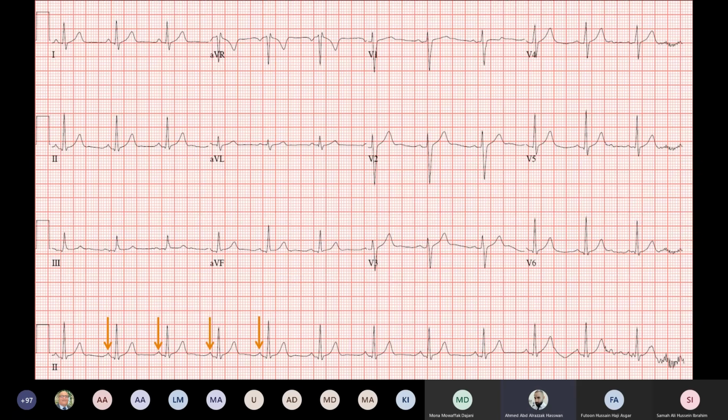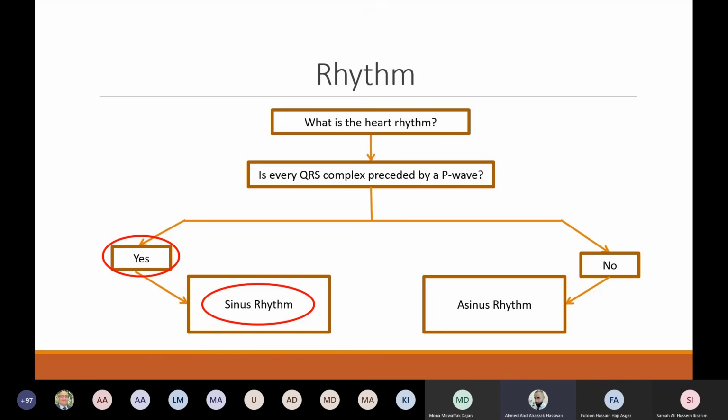And let's take an example. Now let's look at the rhythm strip down there. Can you appreciate the presence of a P wave before each and every QRS complex? Okay, so we have a P wave before each QRS complex, so this is a sinus rhythm.